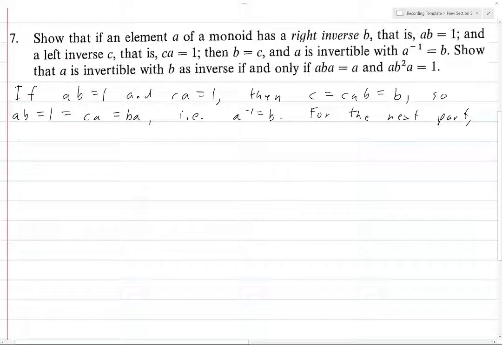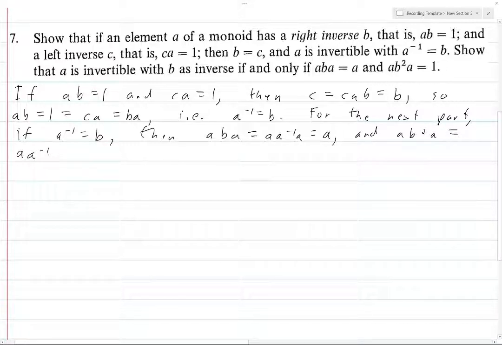So then, if A inverse equals B, i.e. if A is invertible and it has inverse B, then we have to verify those two things. So ABBA equals A inverse A, which is just A, because those two cancel, and AB squared A, that's just A inverse A, and the first two cancel, and the last two cancel, and so this is just 1.